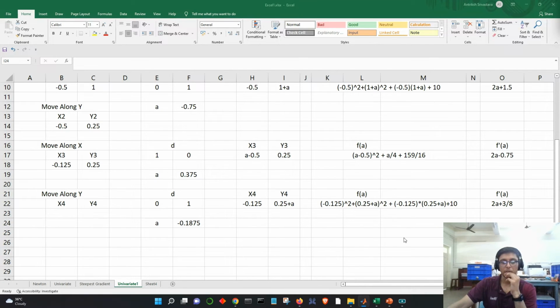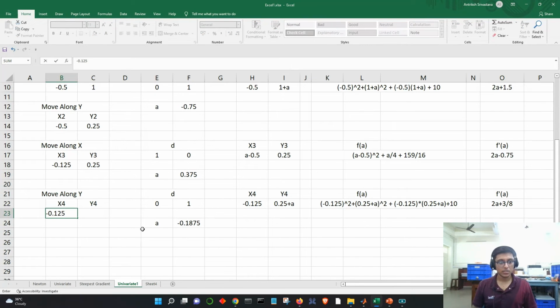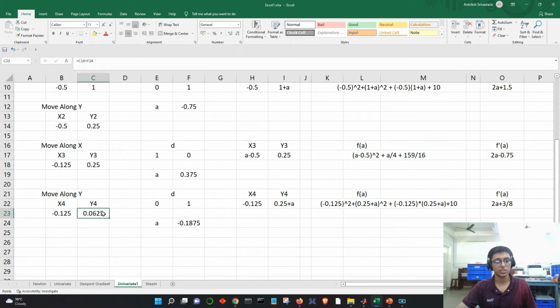Yes, sir. Okay, 2a plus 0.375. You're getting plus 0.375, huh? Or 2a plus, okay, okay. 2a plus 0.375. Yeah, yeah, exactly. So yeah, that will be this one. Yes, correct. So then when we put this value in our x4 and y4, we simply get the y equal to plus 0.00625. Yeah, so the y has come pretty close to x.